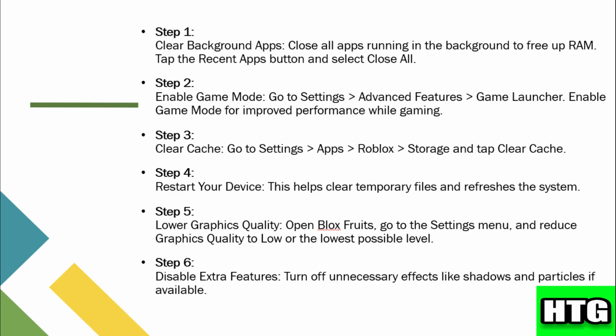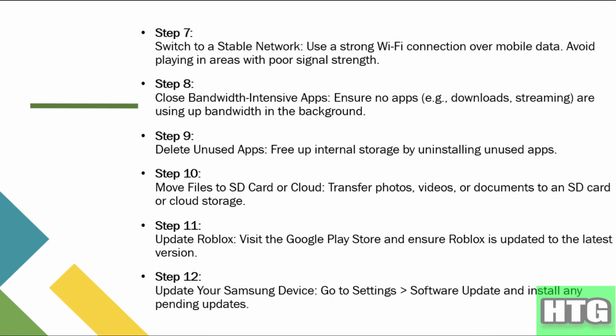Step 6. Disable extra features. Turn off unnecessary effects like shadows and particles if available. Step 7. Switch to a stable network. Use a strong Wi-Fi connection over mobile data. Avoid playing in areas with poor signal strength.